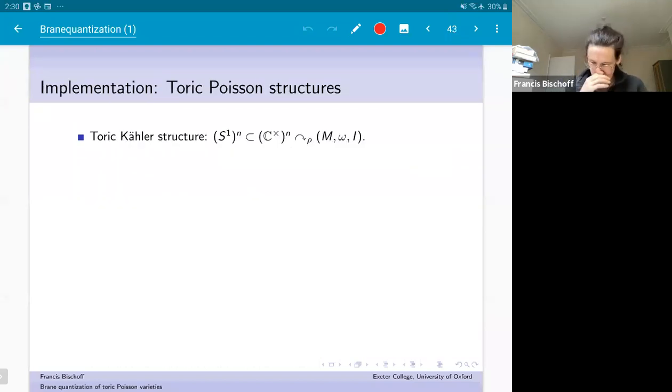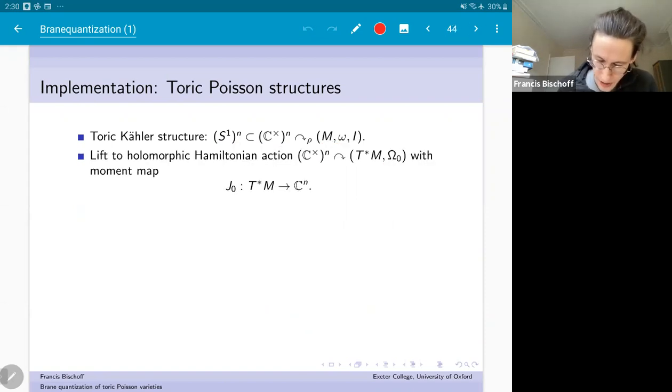So let's go to the setting. We're starting with a toric Kähler structure. So here's the Kähler structure. It's equipped with a Hamiltonian action of a compact torus, which extends to a holomorphic action of its complexification. This holomorphic action will lift to a Hamiltonian action on the holomorphic cotangent bundle, with a moment map which I'm denoting J_0.